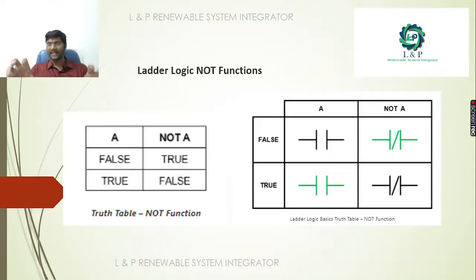And using this NO-NC concept, if it is a false position, normally A will be with the NO contact. But if you go for a NOT function, it will be the NC. In the same way, if you are going for a true function and you want a NOT logic there, then you can go for the NC.